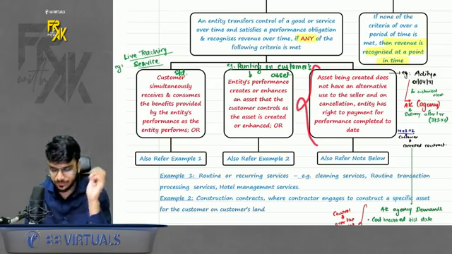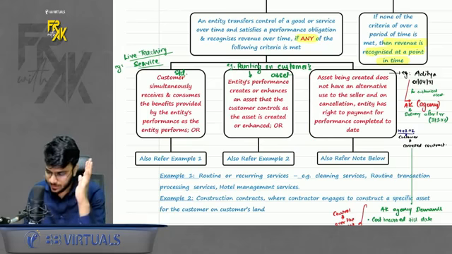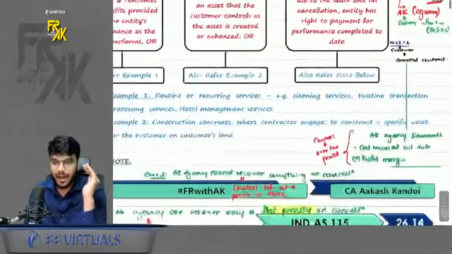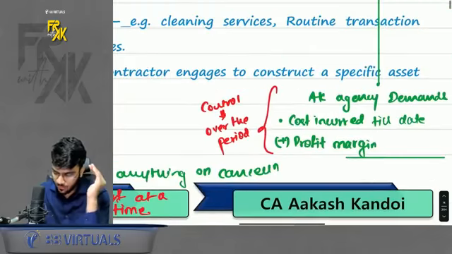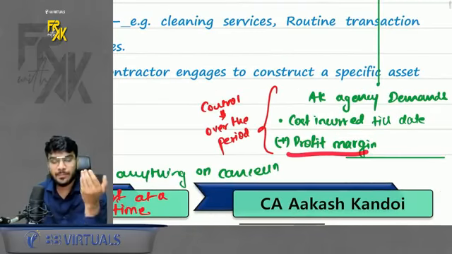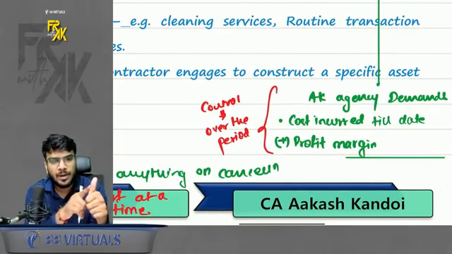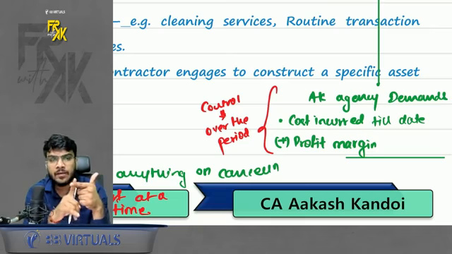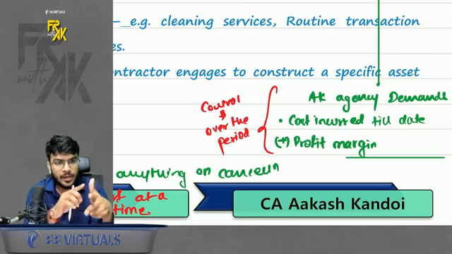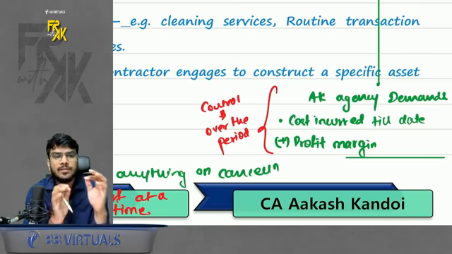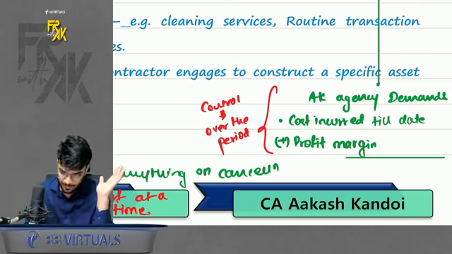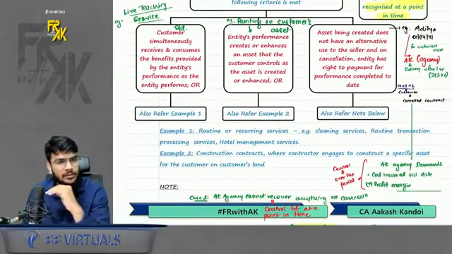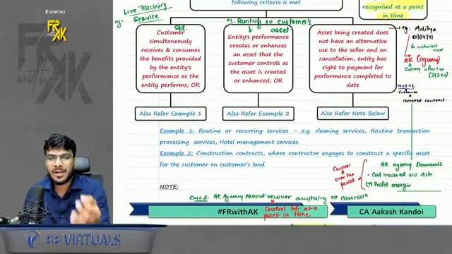Second case. Third case. Just remember in third case, if you are making any customized asset for the customer, and if on cancellation, you can recover cost incurred till date plus a reasonable profit margin. Again, I'll repeat. If you are making any customized asset for the customer, and if the customer cancels, you can recover cost incurred plus a reasonable profit margin. If both these conditions are met, then you will say control is getting transferred over the period. But if you are making a customized asset and cancellation can be done free of cost, then the control will not be considered to be transferred over the period.